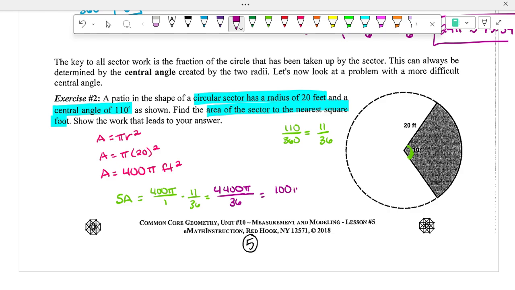So it'd be 1,100 pi over 9 feet squared. Now, that is our exact answer.